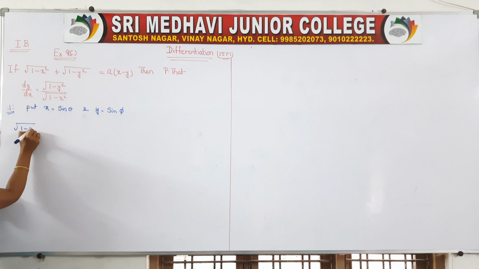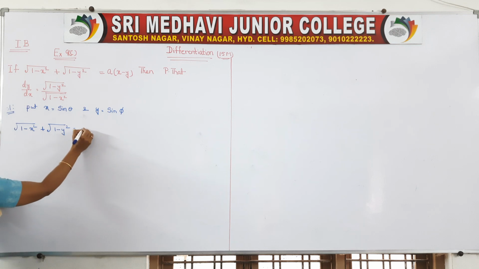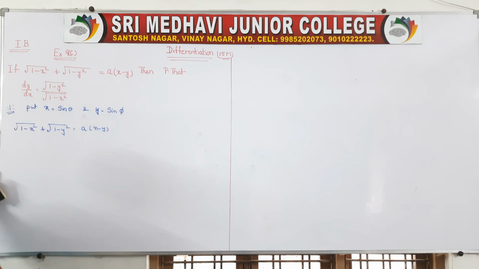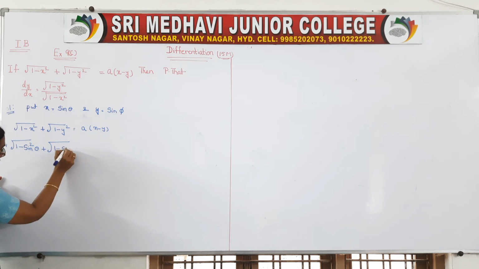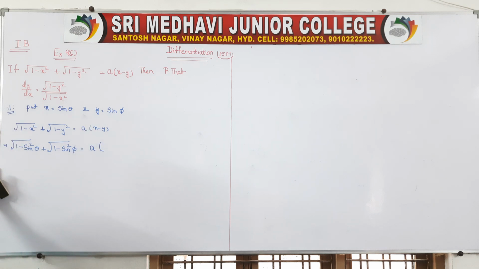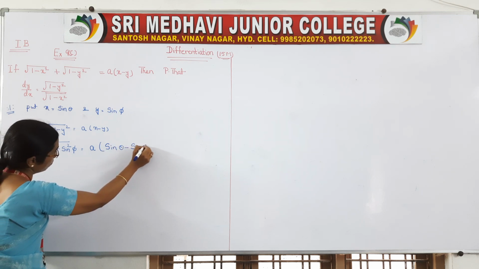It is root of 1 minus x square plus root of 1 minus y square is equal to a into x minus y. Substituting the values: root of 1 minus sine square theta plus root of 1 minus sine square phi is equal to a into x minus y. How can we take x minus y? We can take sine theta minus sine phi.